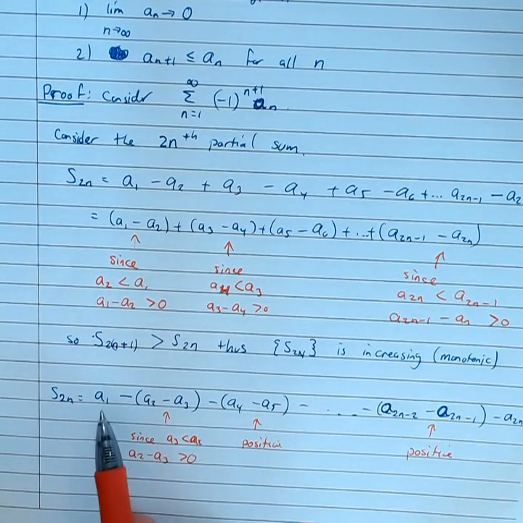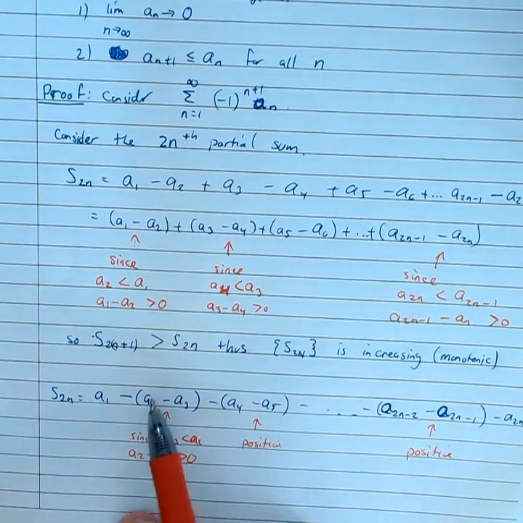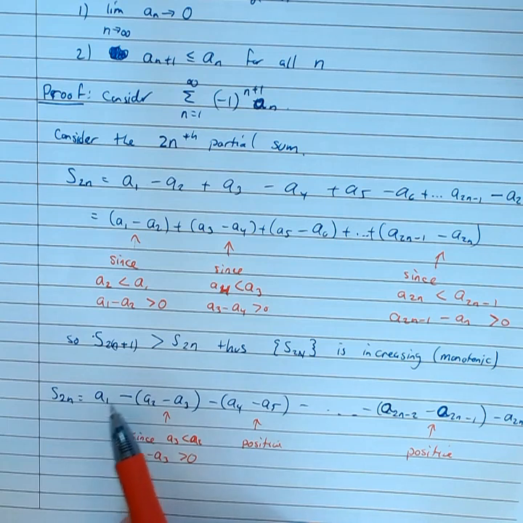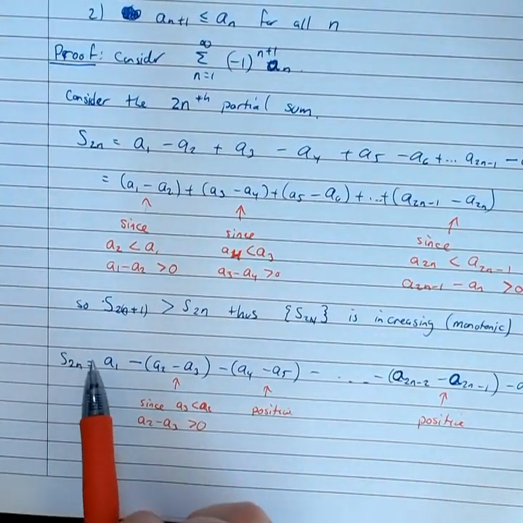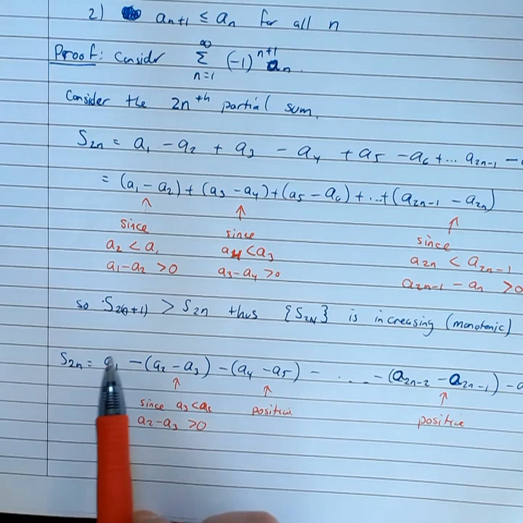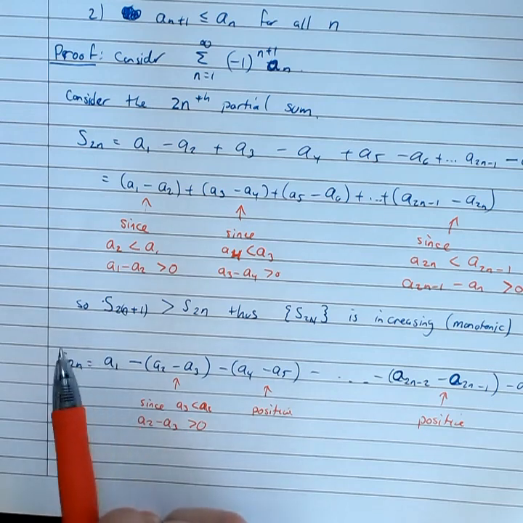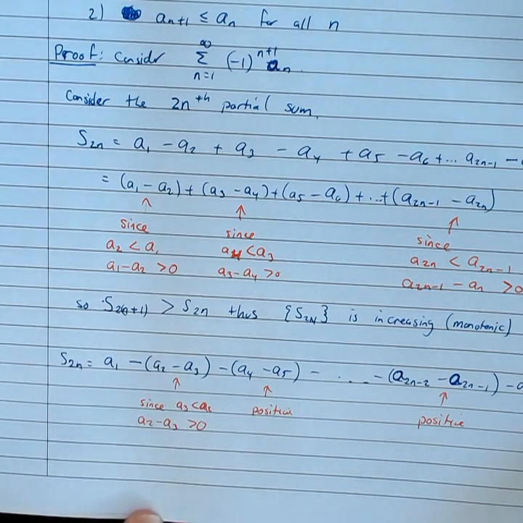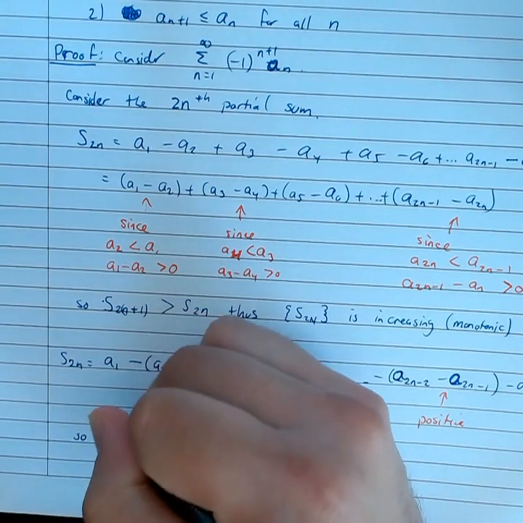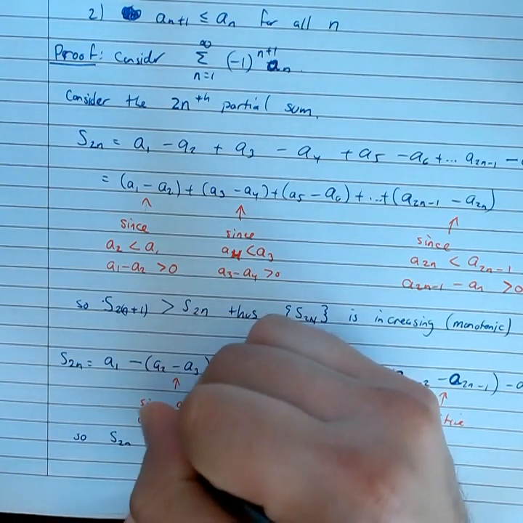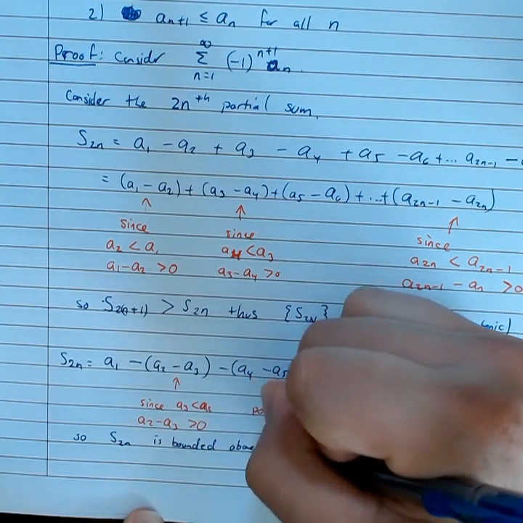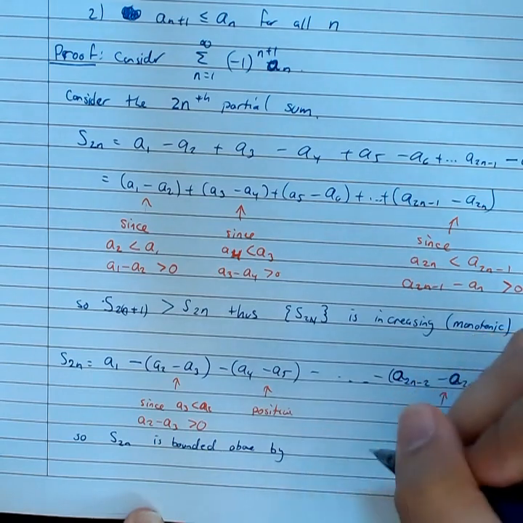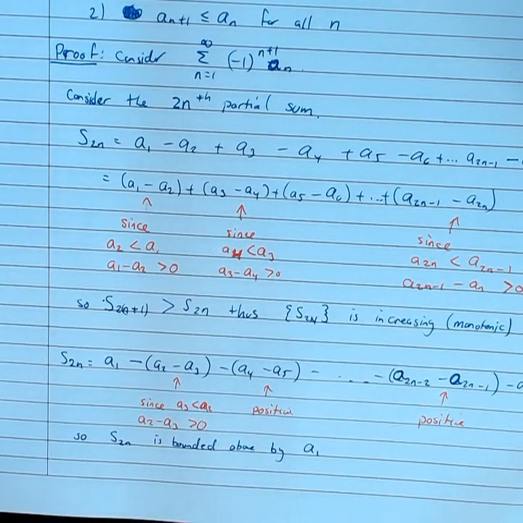Okay, but now if I'm subtracting every time, well, that means a sub 1 was the biggest thing I ever had. And from then on, I started to subtract stuff every single time, which means that S sub 2n is bounded by a sub 1. This will never get any bigger than a sub 1. So S sub 2n is bounded above by a sub 1, just like that.